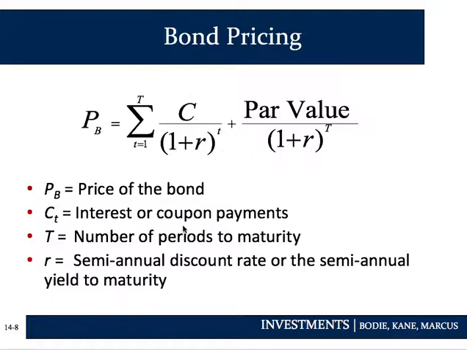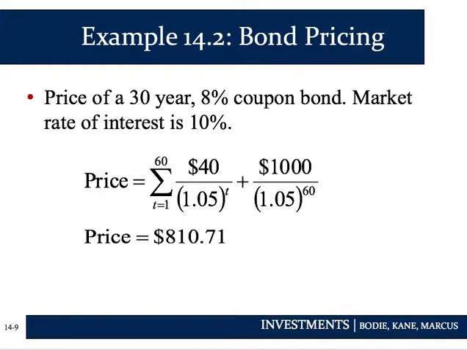So we discount that back, and of course we pay the par value at the end. So it's a series of payments, then the par value at the end. An example of that is the price of a 30-year 8% coupon bond, and the market rate is 10%. We would have 60 payments, which is 1 to 60. That would be the $40 payment.